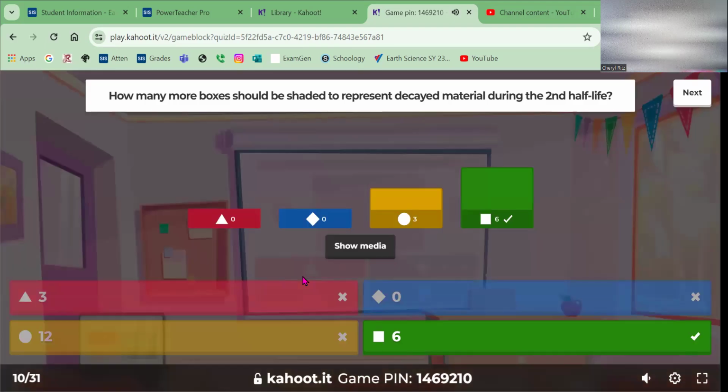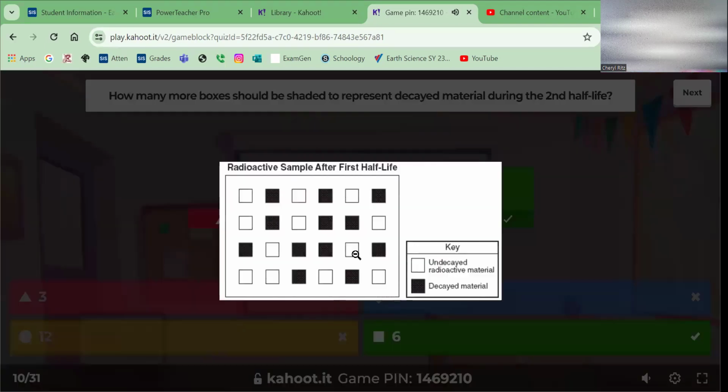Oh my God, this last one. So this is exactly what the Regents will be asking you about: half-life. They're saying you have these 24 boxes to start with. After one half-life, 12 are white, 12 are black. What color did they all start as, by the way? They all started as white because they were undecayed. So after one half-life, half of them decayed into the black ones. So it went from 24 to 12.